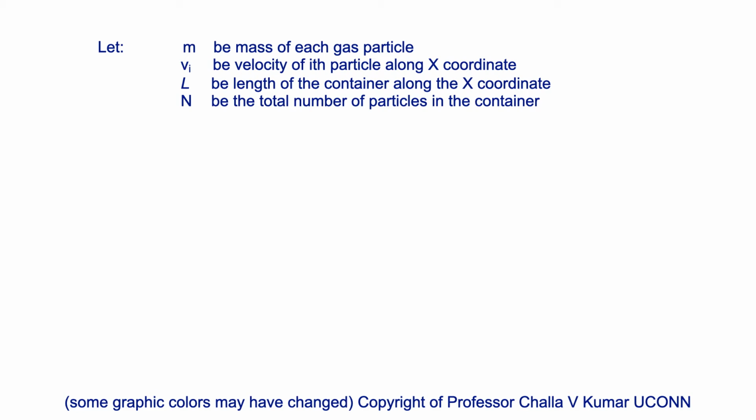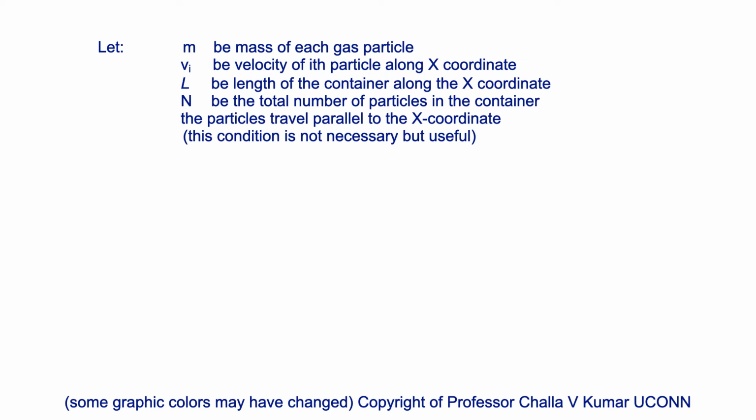And N, capital, is the total number of particles in the container, as we have done before. Now, we will also assume that particles are traveling parallel to the x-coordinate. This is not, again, essential, but it has an impact that we will discuss later on. So imagine that you have N particles of mass m, moving along the x-coordinate with a velocity v sub i in a container of length L. So these are the initial values and assumptions we make, and we move from here onwards.